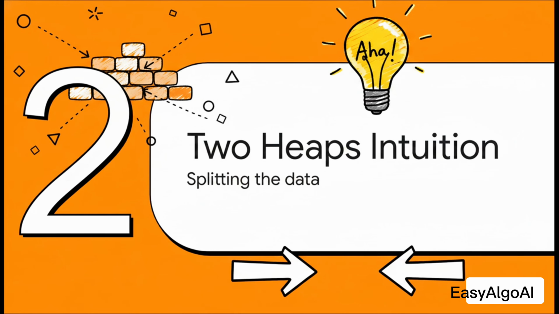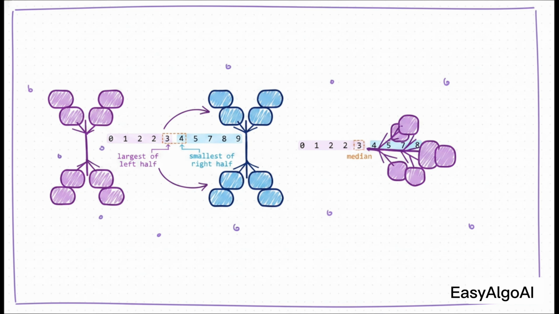Section 2. The two heaps intuition. And this is where we get our massive paradigm shift. What if we split the data into a left half of smaller numbers and a right half of larger numbers? The two values we need for the median are right there at the boundary. The first median is just the largest value in the left half, and the second median is the smallest value in the right half. That's the whole secret.